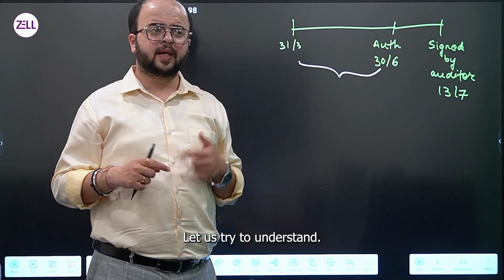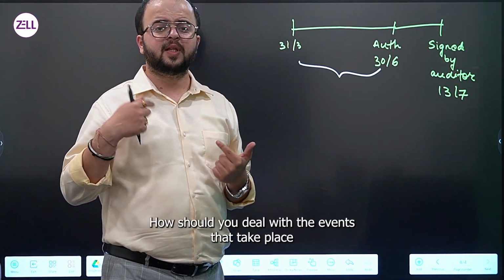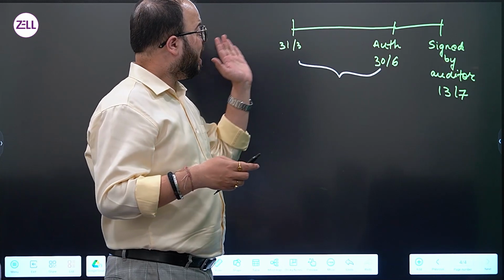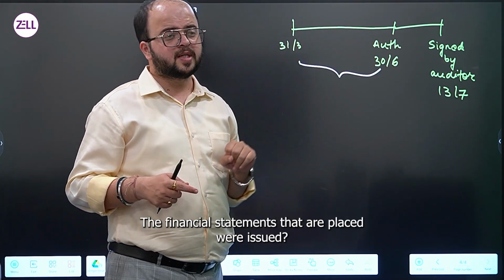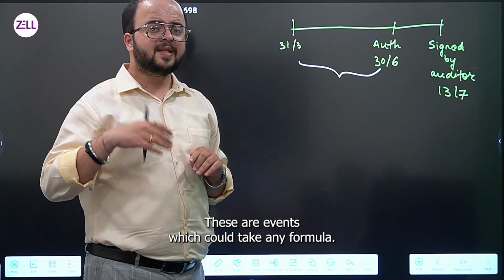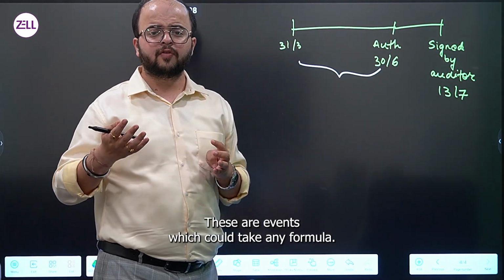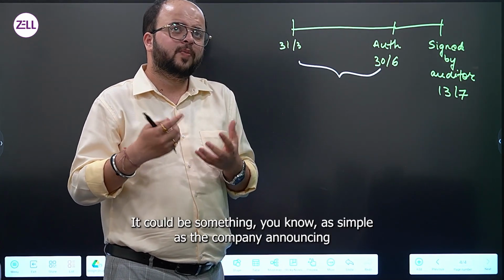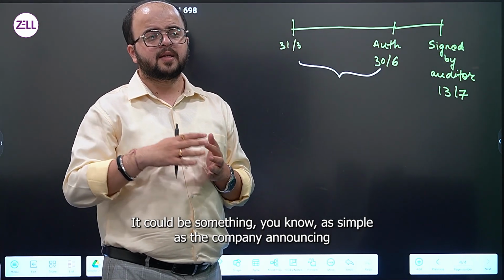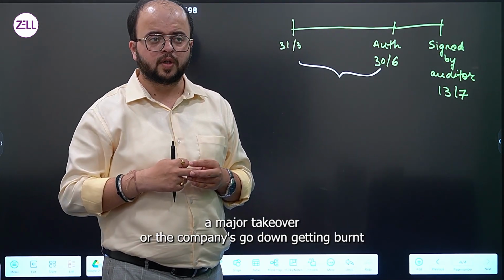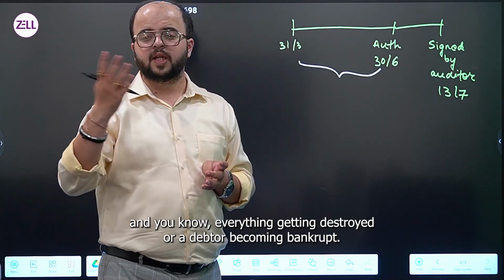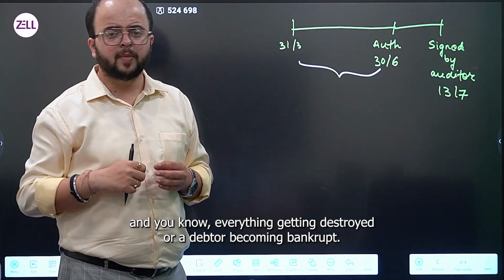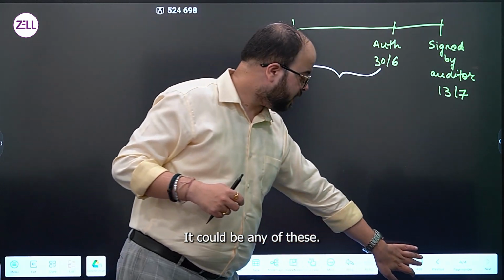Let us try to understand how you should deal with the events that take place after the balance sheet date but before the date the financial statements are authorized for issue. These are events which could take any form. It could be something as simple as the company announcing a major takeover, or the company's godown getting burnt and everything getting destroyed, or a debtor becoming bankrupt. It could be any of these.